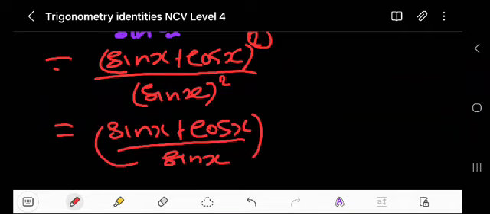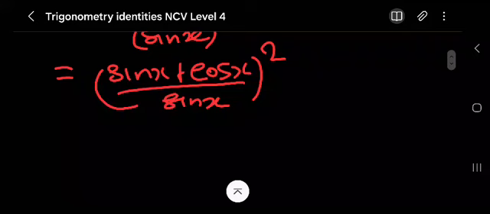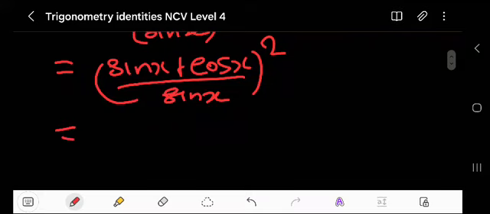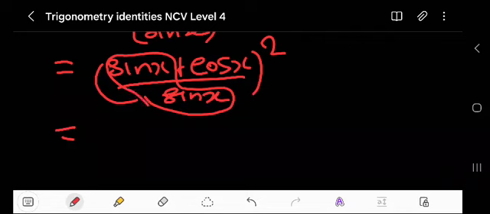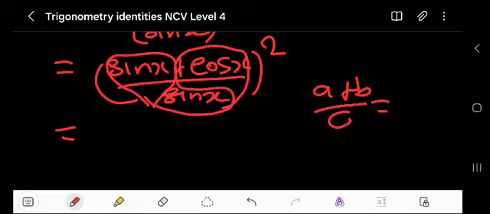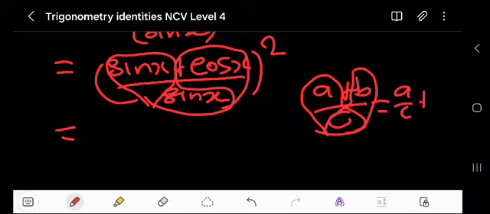Then we just, so this is the one and the same thing, but if you want it to be exactly like that, you can divide this and also divide that. Use this rule: a plus b over c is the same as a over c plus b over c.